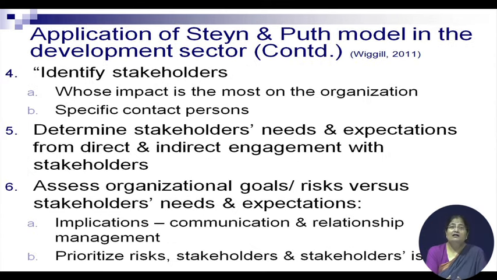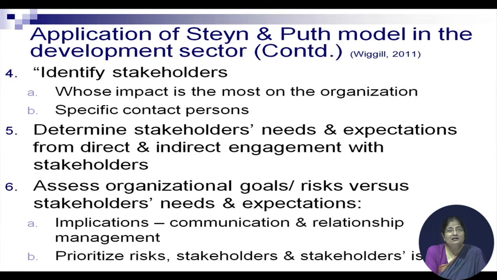Okay, this in turn leads to identification of stakeholders. And who are the stakeholders? We identify the people whose impact is the most on the organization or the community, specific contact persons, the actual people who do the work in the community, who can be contacted, who will take the message forward, who will do something for the community, who will get heard, and who will do the work. These are the people who need to be identified, and who is going to be affected by it, who will speak for them, who will they allow to speak for them. That is what we mean by this.